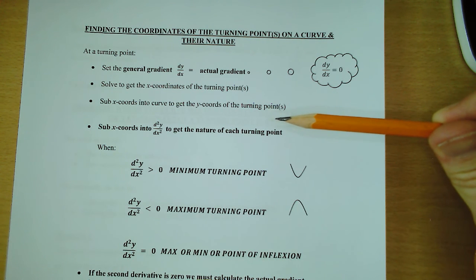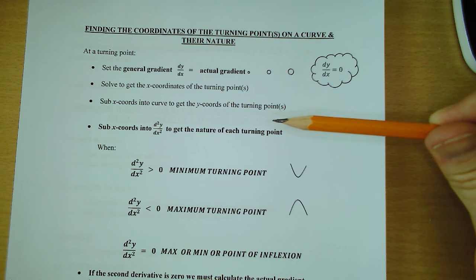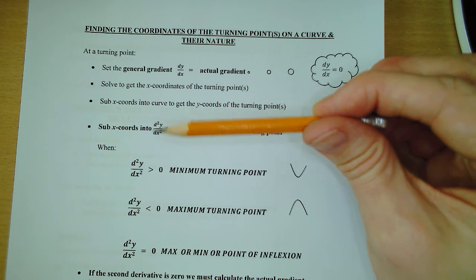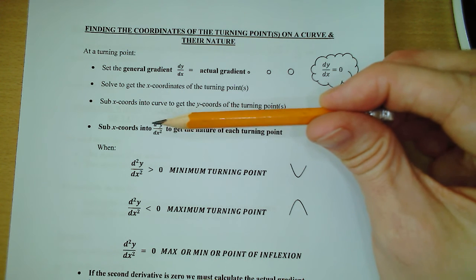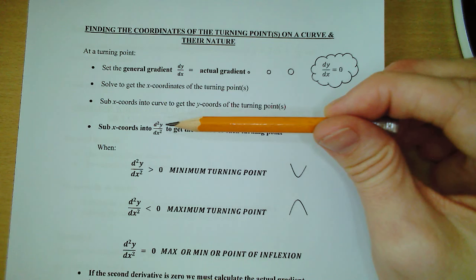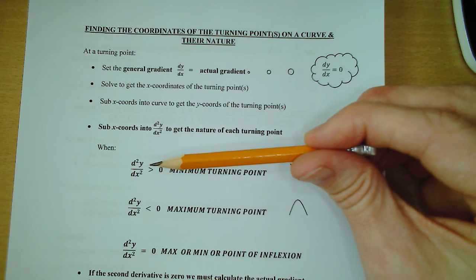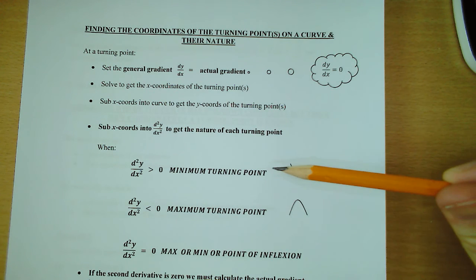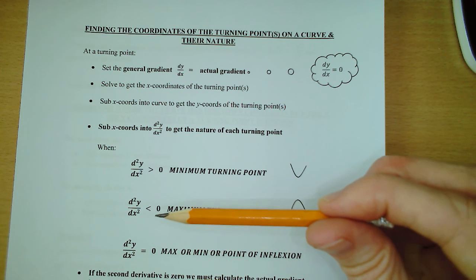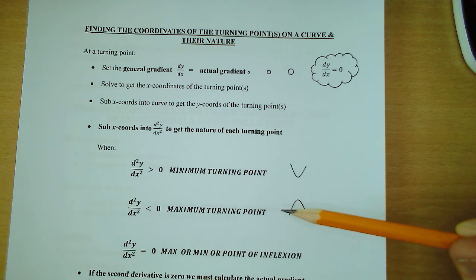You then have to get the nature of the turning points. In other words, is the turning point a local maximum, a local minimum, or a point of inflection? The only way to determine that is you need to get the second derivative, d2y by dx squared, and you sub the x coordinates of the turning point into the second derivative. Now, if the second derivative is bigger than 0, then that will give you a minimum turning point. If the second derivative turns out to be less than 0, then it's going to be a maximum turning point.